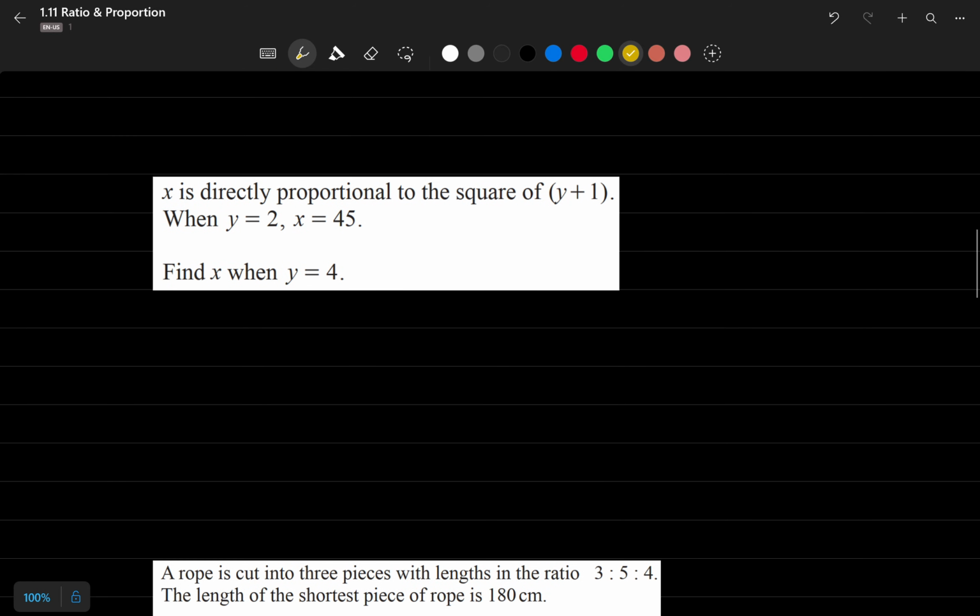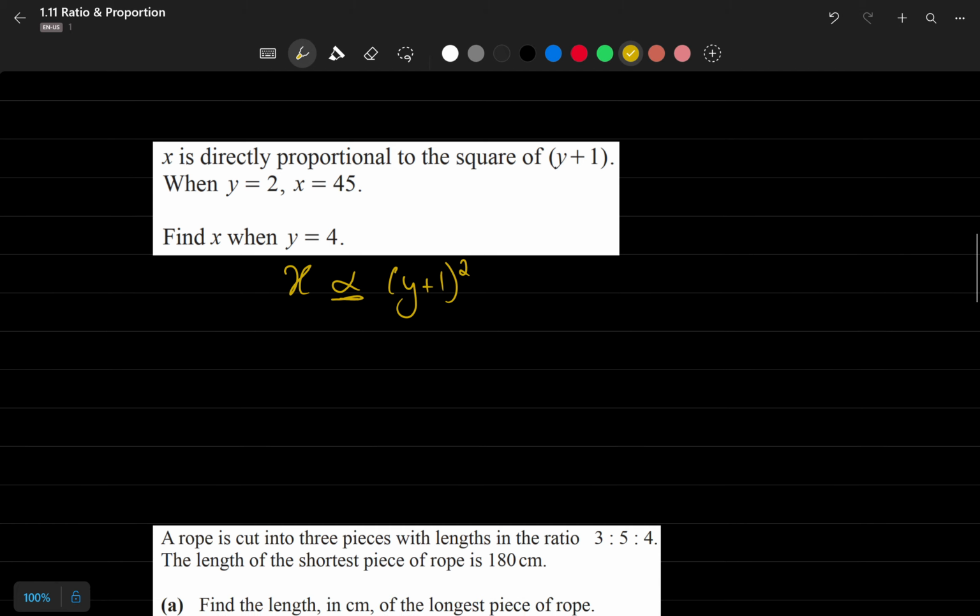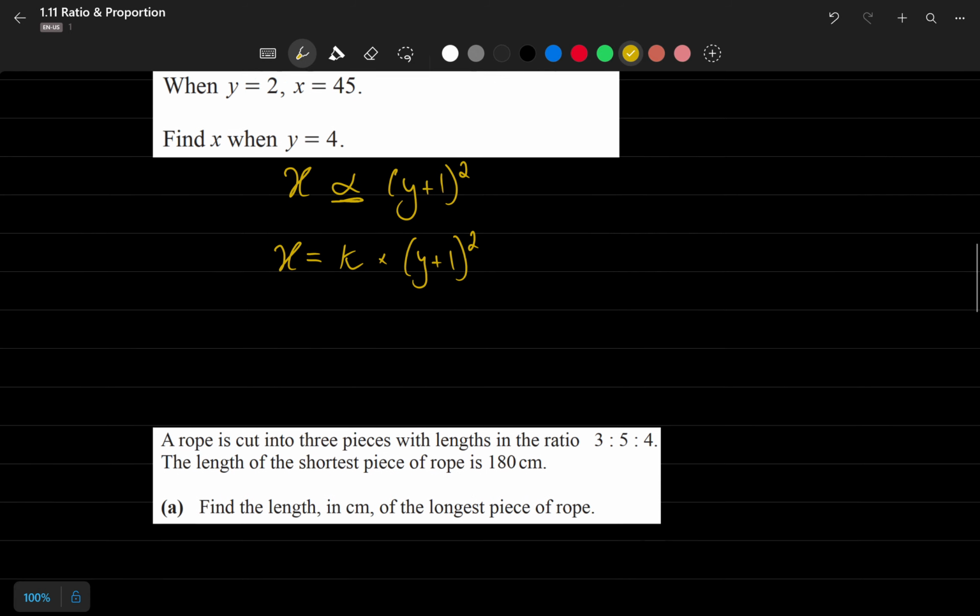Moving on, x is directly proportional to the square of y plus 1. Let's just write this statement. x directly proportional to the square of y plus 1. This is how you write it. Now instead of the directly proportional sign, we just write a constant variable, which is k. So x is equal to k times (y plus 1) whole square.